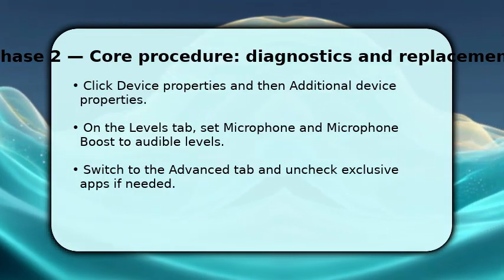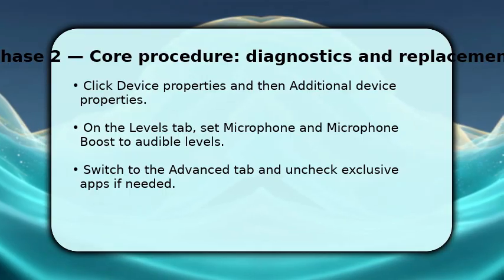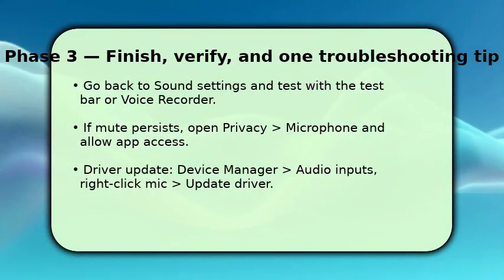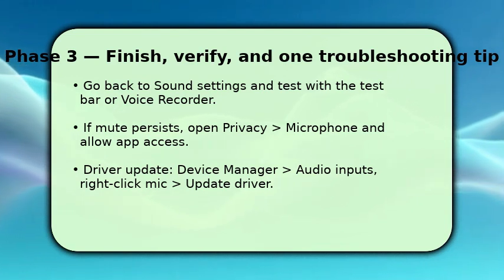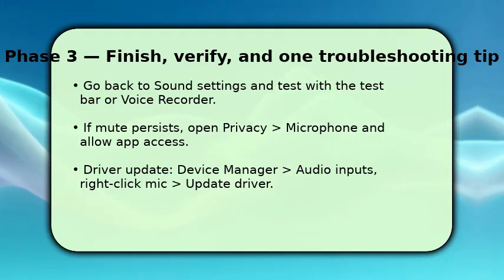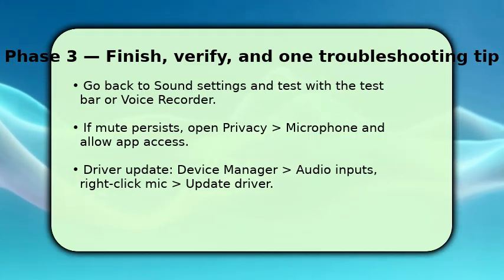Finally, return to Sound Settings and test your mic using the test bar or open voice recorder and make a recording. You should see level movement. If it still appears muted, go to Privacy, select Microphone, and make sure App Access is enabled. Windows can block microphones globally.